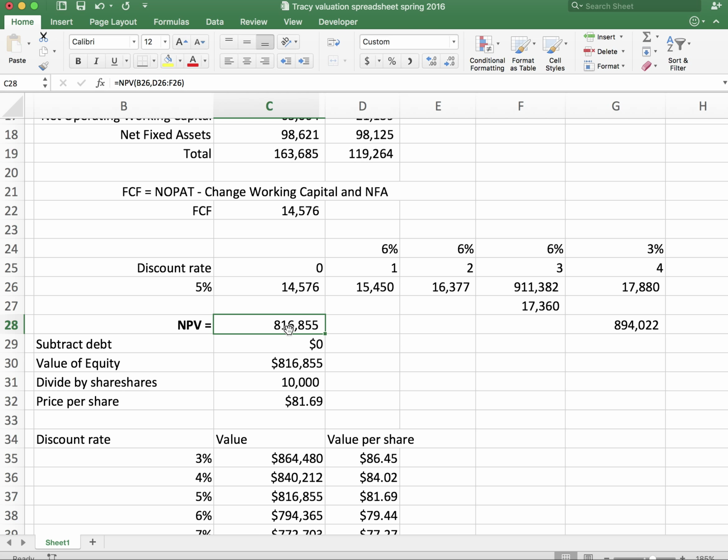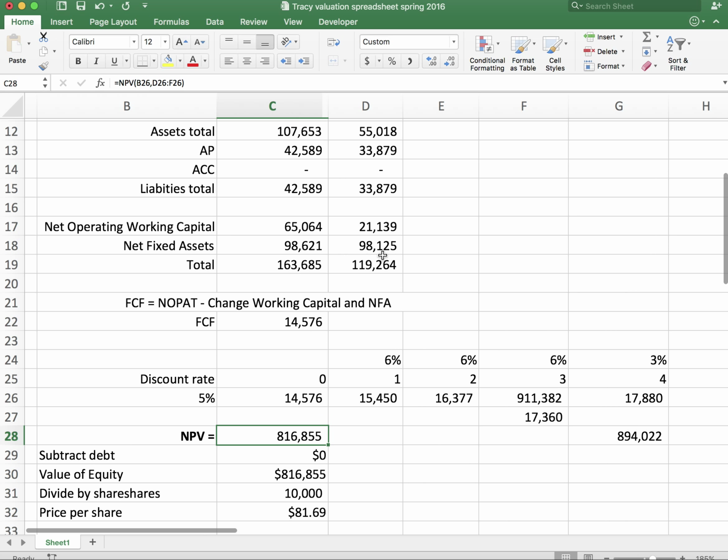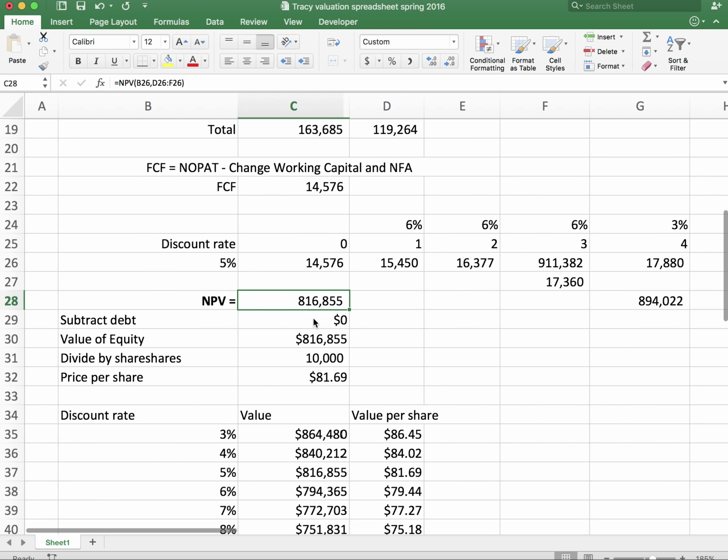To spin that around, 816, if we deposit that today, we could withdraw 15,450, 16,337, 17,360, 17,880, and 17,880 times 1.03 for the 5th year, and then every year after that growing by 3%. We could withdraw that if we deposit that today based on how this company is performing. Therefore, that's the value of the company.